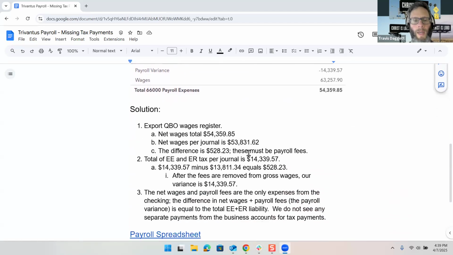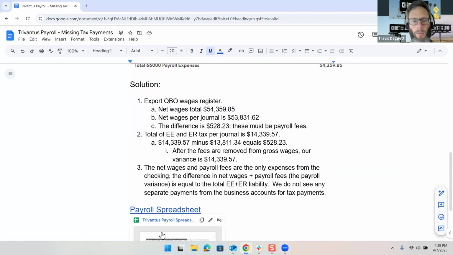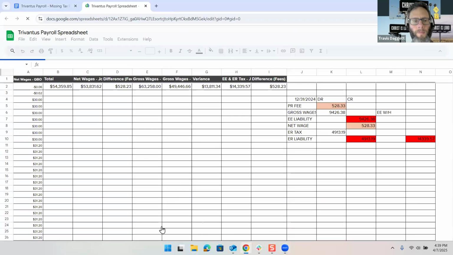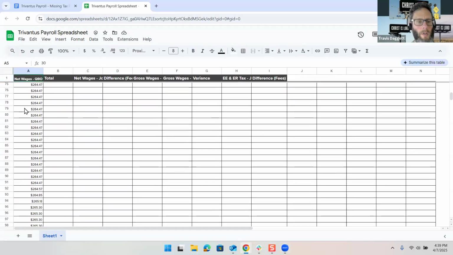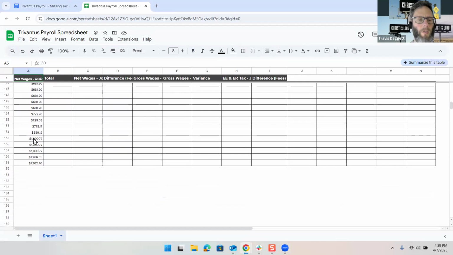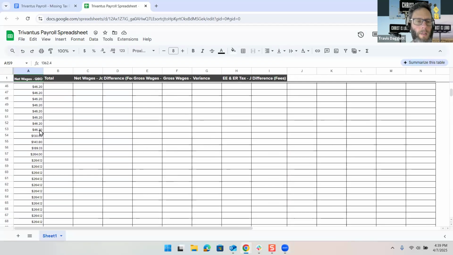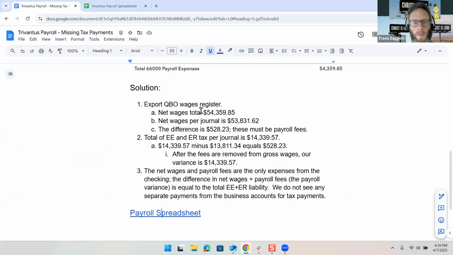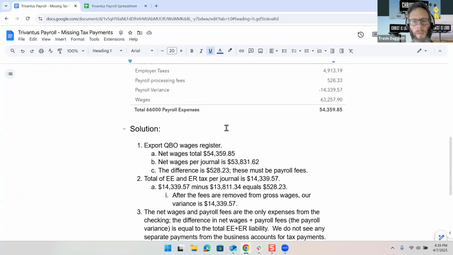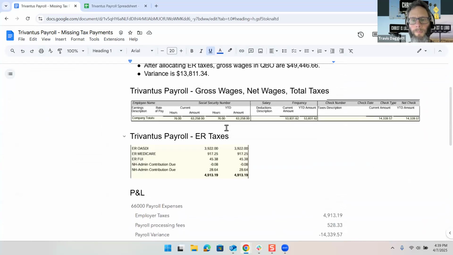First step was to export the wages register from QBO. Let's take a look at this spreadsheet. So this is the export right here, and these are just all in one column. These are all the net paychecks that hit the bank account. They total 54,359.85. Okay, which is exactly what we see on the report.